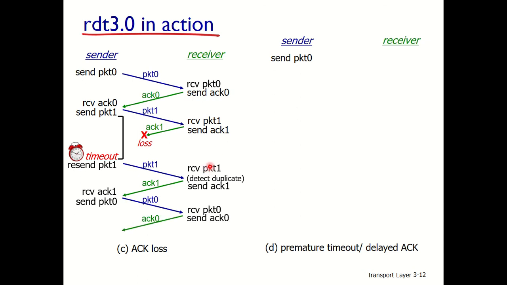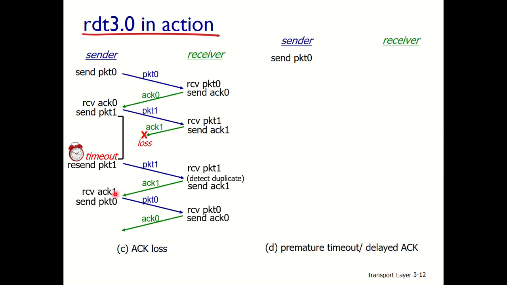When it resends packet number 1, it is received as a duplicate. Why duplicate? Because through the sequence number, the receiver can identify that packet number 1 is a duplicate. Packet number 1 is already received. So duplicate packets are deleted. They are not delivered to the application. But in any case, it will again send the acknowledgement number 1.